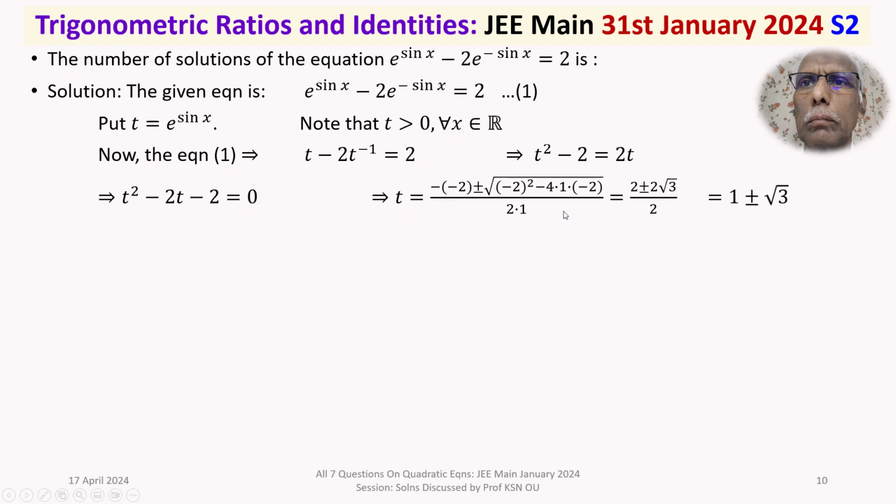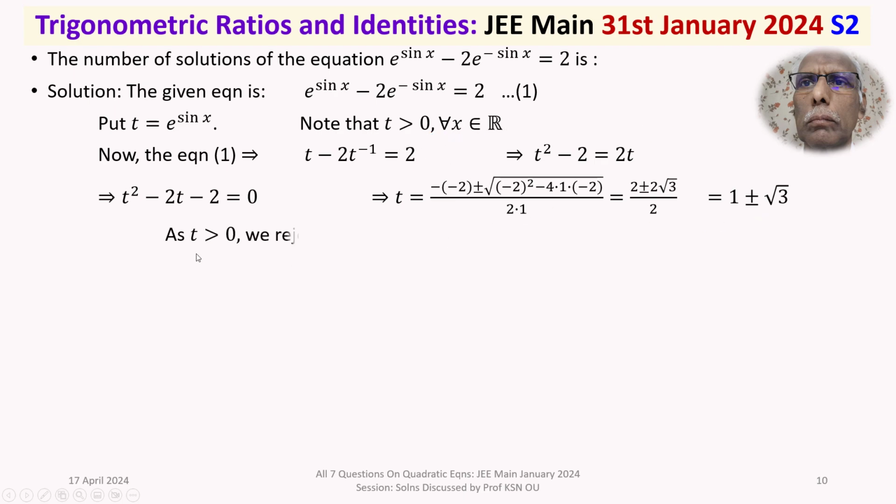Solve for t using the formula and simplify. You will get the two roots for t as 1 plus or minus root 3. Now if you take 1 minus root 3, root 3 is bigger than 1, the value of root 3 is more than 1. So 1 minus root 3 will be negative. Can t be negative? No, t is positive for all x belongs to R.